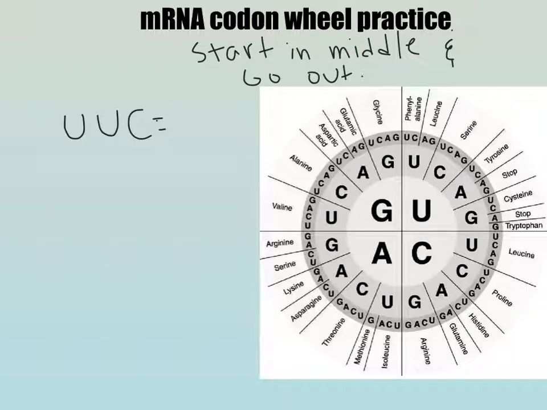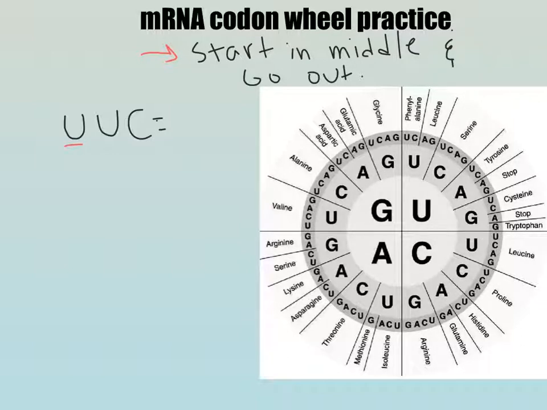Arginine. All right, so some people don't like the rectangular codon chart. This is a different one. This is a circle one. And this one we're going to start in the middle of the circle and move our way out according to which base is there. So first we're going to try this one.